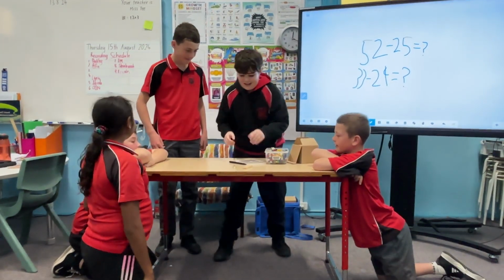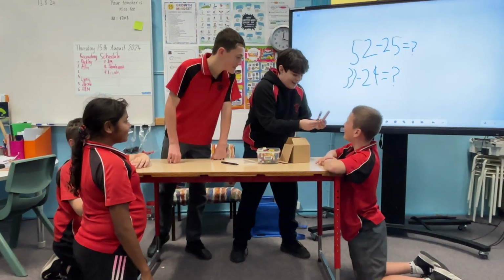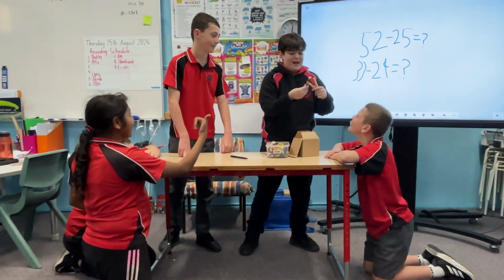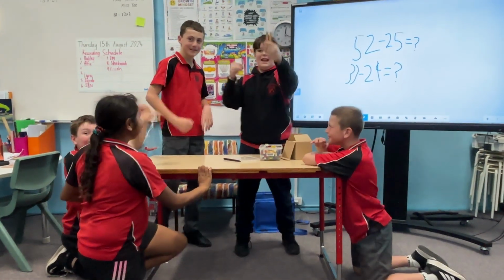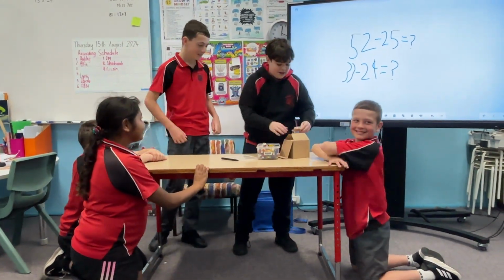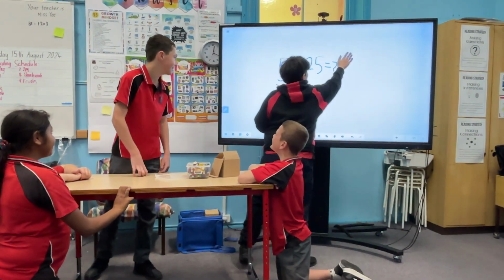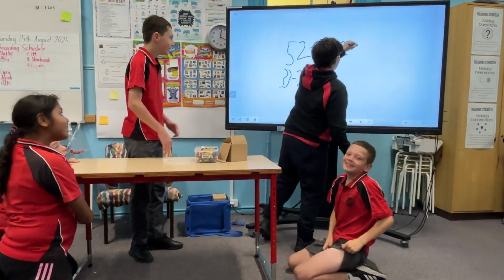Would one of the little kiddies like to say what it is? Okay, you. What is it? 25? No, it's 27. 27. Okay, we're going to put them on that. Let's put the pen. This is not a question mark anymore. It's 27.